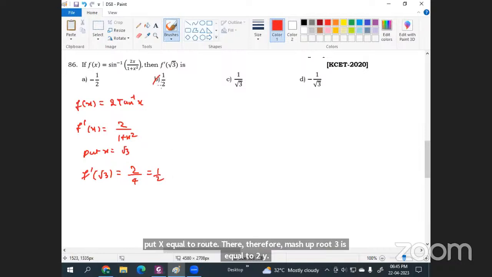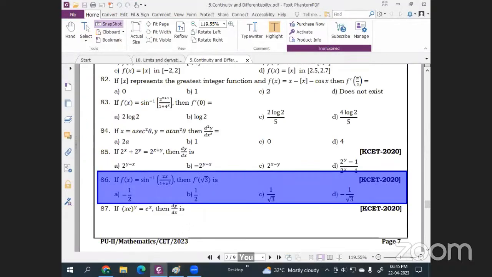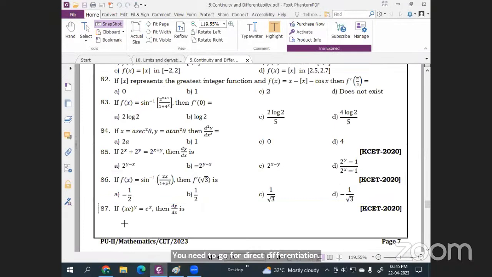This is the way you have to do any inverse trigonometric function. First, don't do it directly. If there is no option, if you are not getting any further simplification or any formula, at that time you need to go for direct differentiation. Okay, so that's one question. And next.